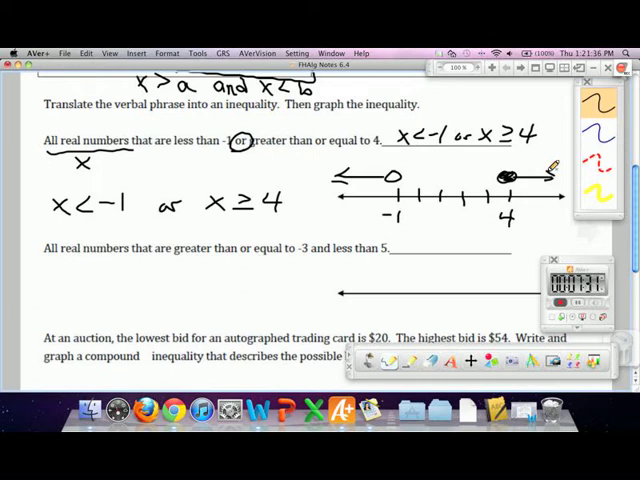How about this one? All numbers, so let's kind of fit this in the same way. All numbers that are greater than or equal to -3 and less than 5.